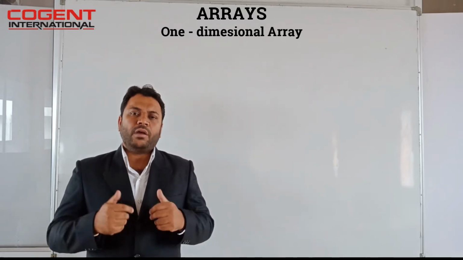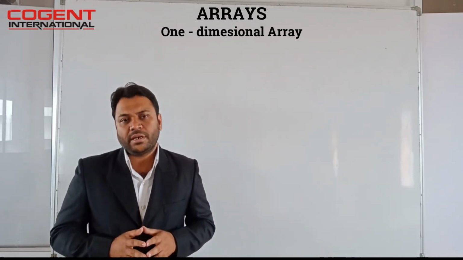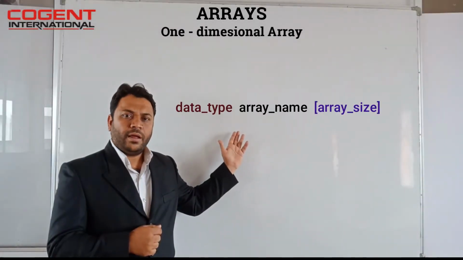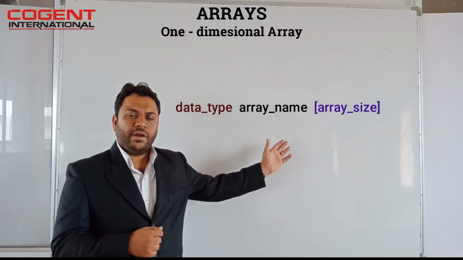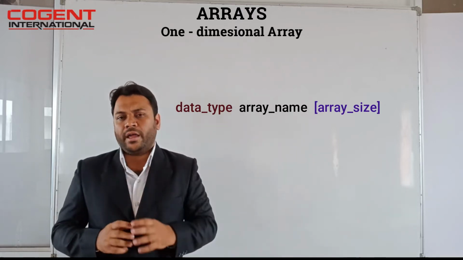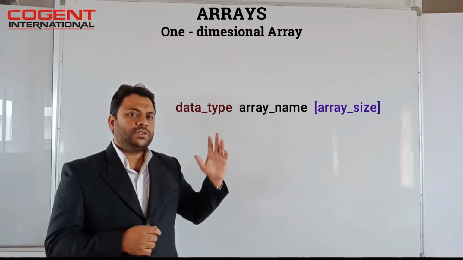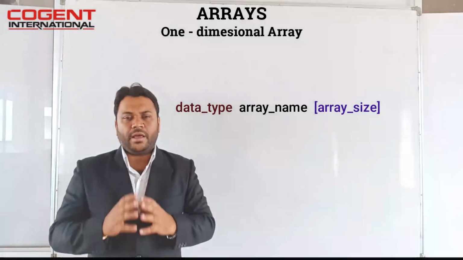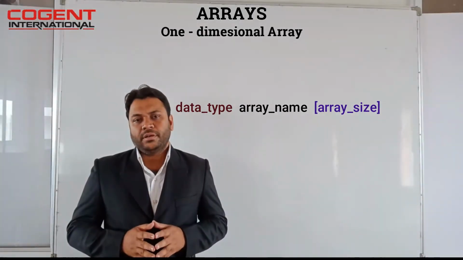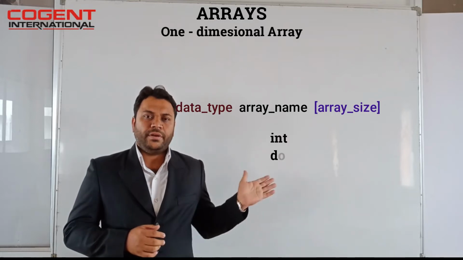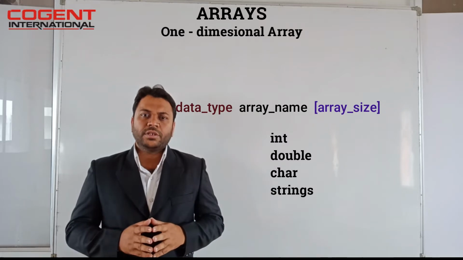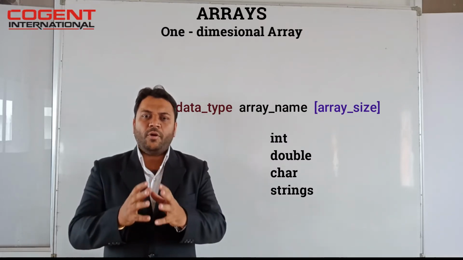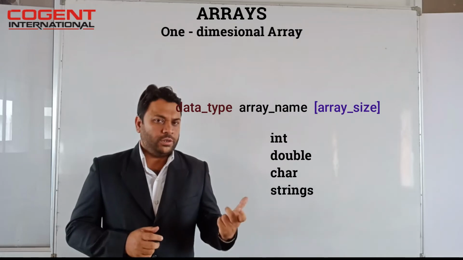Now we will understand how to declare a one-dimensional array in C programming. First we need to declare the array with the data type, then the array name, then in square brackets we specify the size of the array. Here the data type indicates the type of the array. The different data types in arrays are integer, double, character and strings. This specifies the type of data which the array holds.